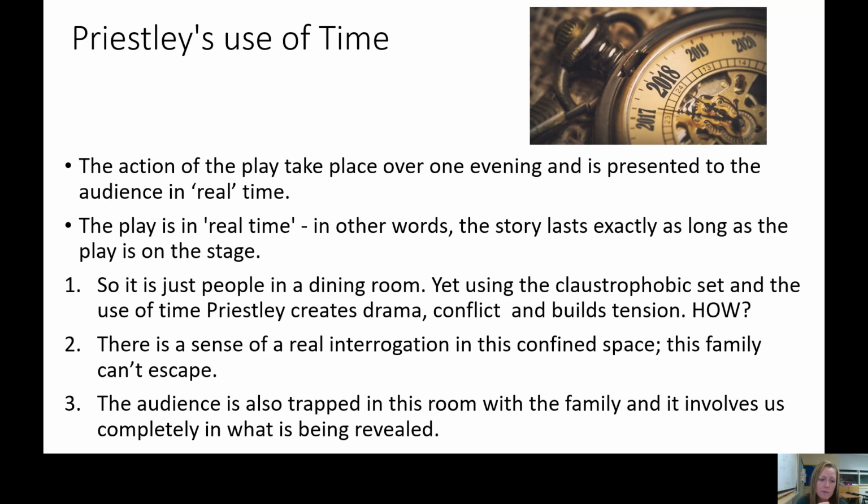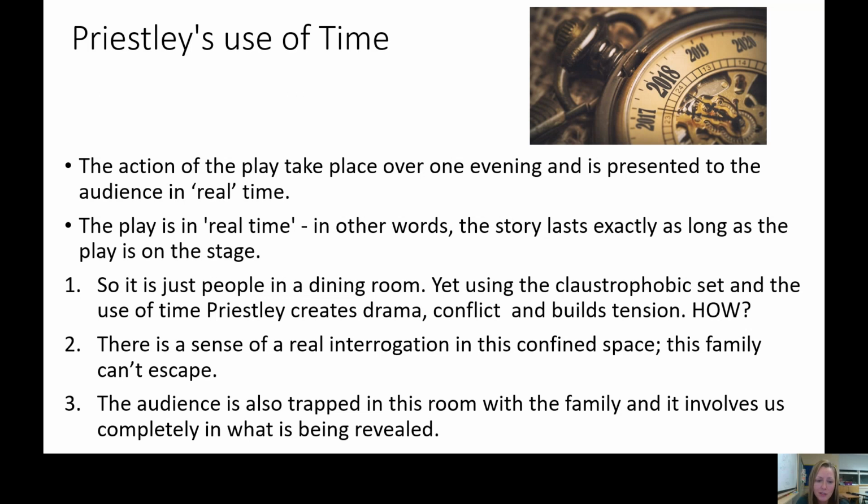The other thing to think about, as we've said before, point 1 there, it's just the people in the dining room being questioned and being spoken to, and it's just their action that is being depicted. And what you need to think about is how Priestley manages to build such drama, conflict and tension with just those limited people and that limited setting. How does he do that? We've already started to talk about that. It's for you to have a little bit of a think about that further.